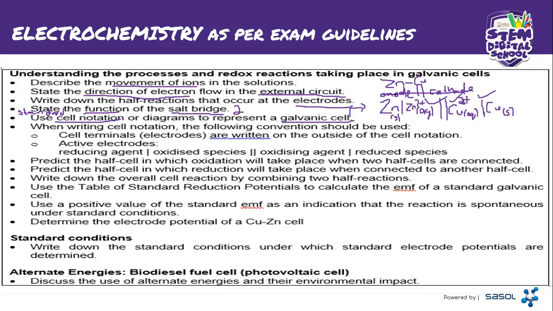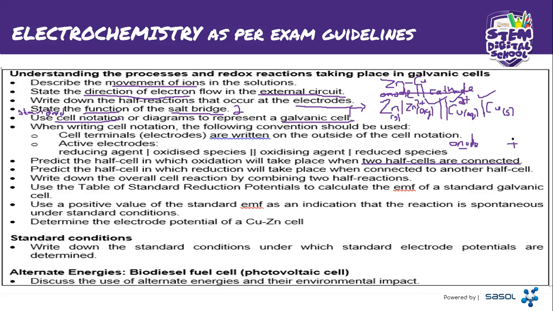You talked about oxidation at the anode. You showed us the salt bridge. You talked about reduction at the cathode. Then this actually explains the cell notation, and we must be able to predict half cells in which oxidation will take place when the two half cells are connected. For example, my dear learners, in a galvanic cell, we know once the electrode is connected to the negative terminal of the voltmeter, it will then be the anode, because the anode is negatively charged in a galvanic cell.